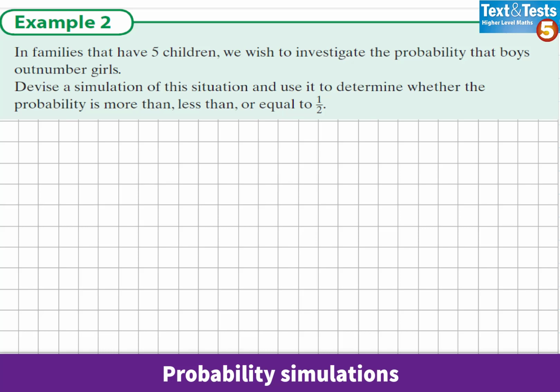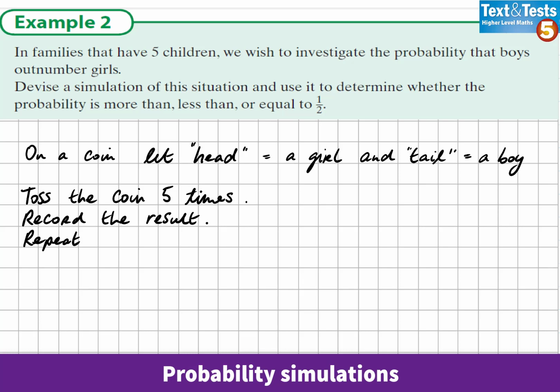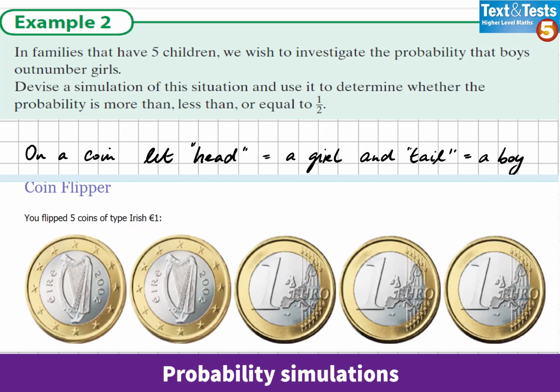Example 2. Families have 5 children, and we want to investigate the probability that boys would outnumber girls. Well, a coin might be good for this simulation. You could let a head equal a girl and a tail equal a boy, and you could toss a coin 5 times and record the outcome. Then you repeat this several times to see on average what happens. Would it be more boys than girls?